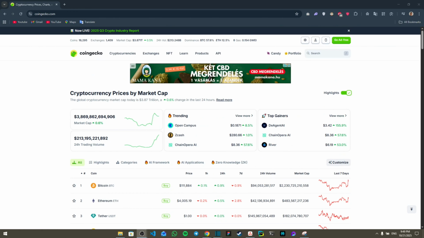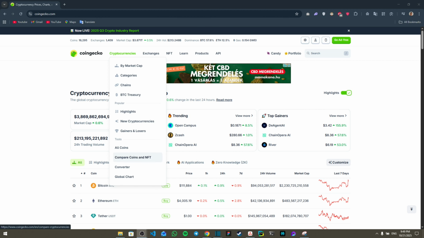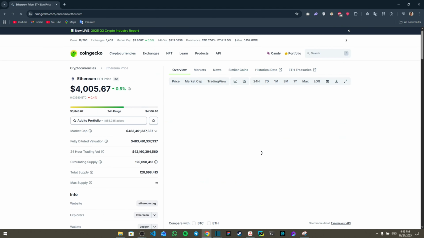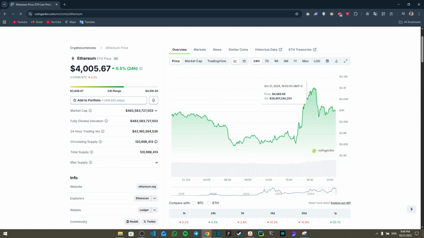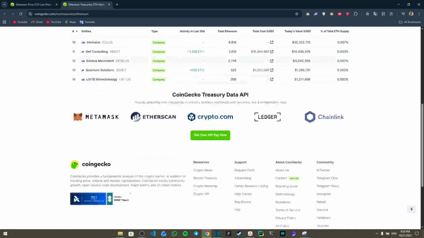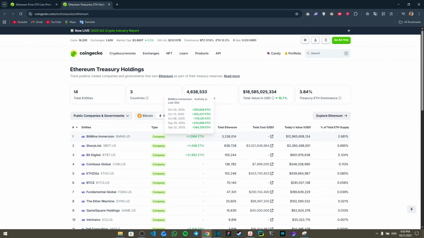So as you can see from here, there are all the cryptocurrencies that we have in the buy market cap. And so for example, if we check something like Ethereum, then it's going to tell us all the details to view this coin. Last 24 hours, 7 days, 1 month, 3 months, or 1 year, and everything around that. And as you can see here, you can see the Ethereum treasury holdings and all the people that are holding it with the most amount.